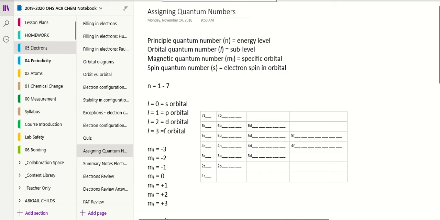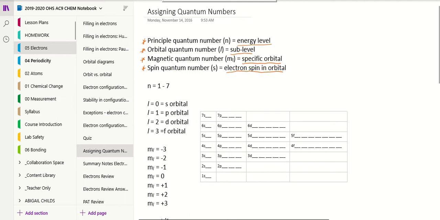So basically, we are going to assign what we call quantum numbers for every detail of the last electron filled in to an atom. So, you have 4 quantum numbers. The principal quantum number is your energy level. The orbital quantum number is your sublevel. The magnetic quantum number is the specific orbital that the electron is filled into in your sublevel. And then you have your spin quantum number, which shows you the spin of the electron in that orbital. So basically picture this as the mailing address of your last electron filled in.